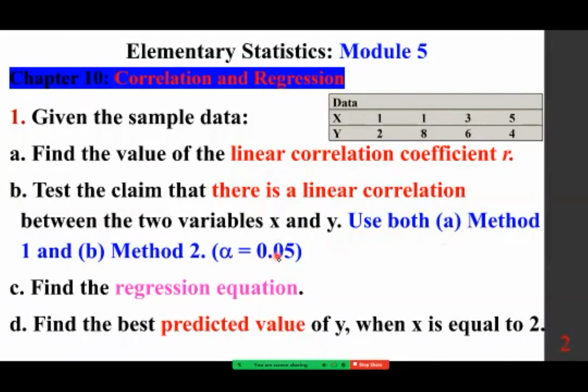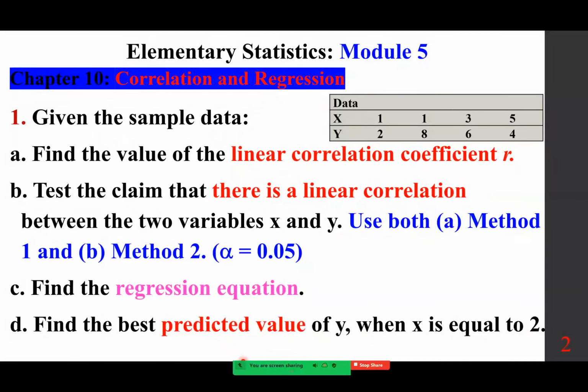Alpha equals 0.05. Find the regression equation and find the best predicted value of y when x is equal to 2. Perfect. Thank you so much.